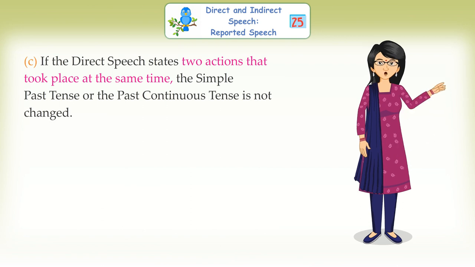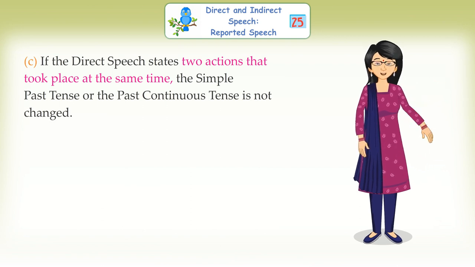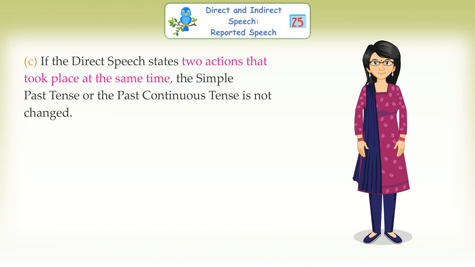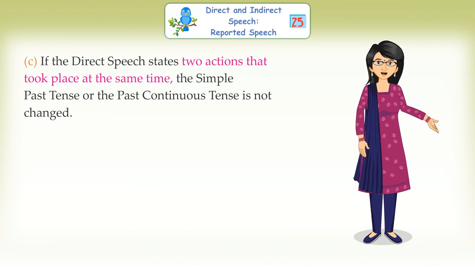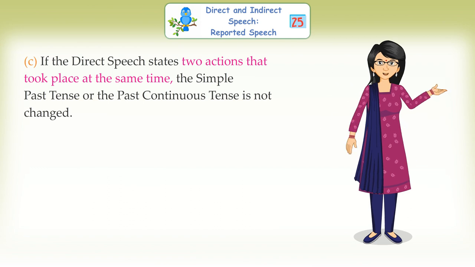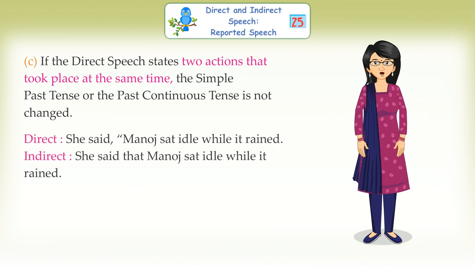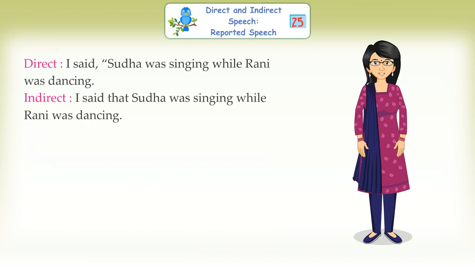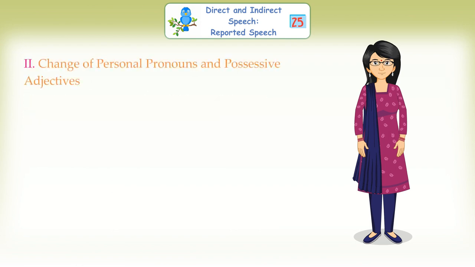If the direct speech states two actions that took place at the same time, the simple past tense or the past continuous tense is not changed. Direct: She said, "Manoj sat idle while it rained." Indirect: She said that Manoj sat idle while it rained. Direct: I said, "Sudha was singing while Rani was dancing." Indirect: I said that Sudha was singing while Rani was dancing.